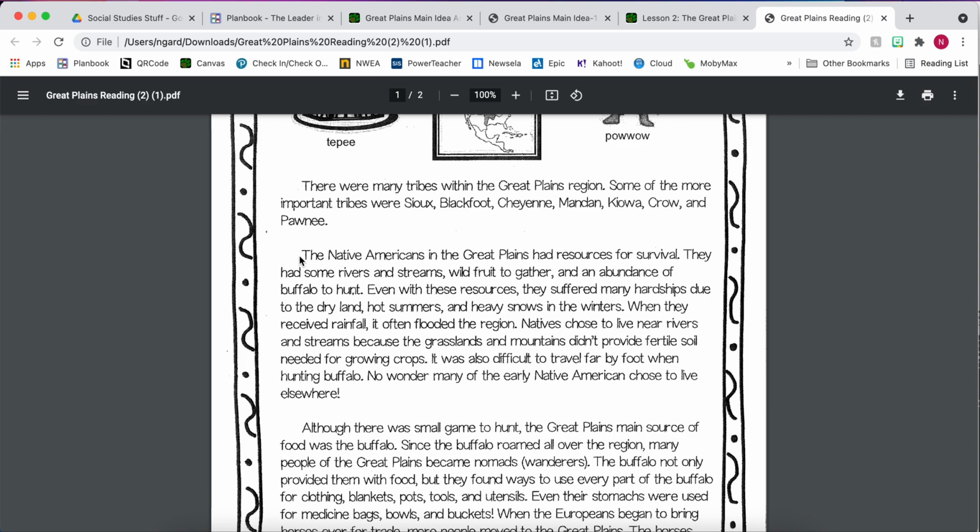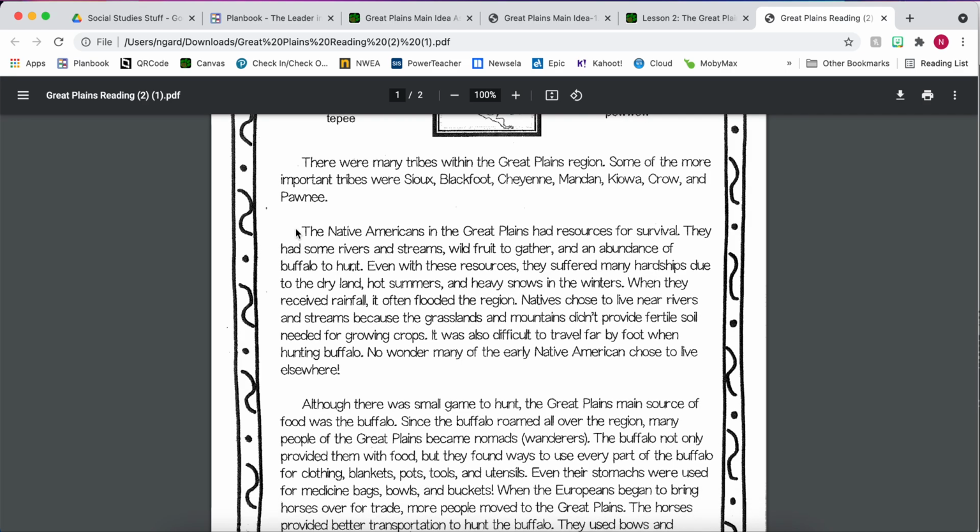I will give you a hint that normally the main idea is at the beginning of each paragraph. Sometimes it can be snuck in at the end, but most of the time they talk about it at the beginning of the paragraph. So let's do the second paragraph together.